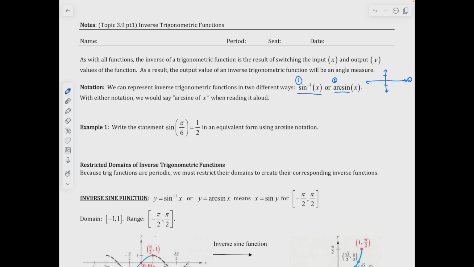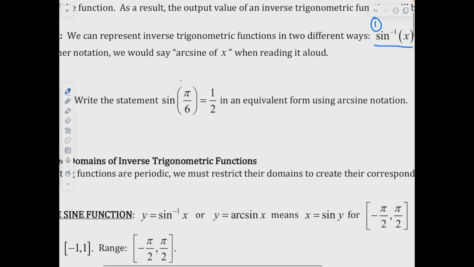Okay, so example number 1, it says, write the statement sine of pi over 6 equals 1/2 in an equivalent form using arc sine notation. So what that means is this. This is my input, pi over 6, and this is my output, 1/2. So when we want to do an inverse or an arc sine notation, we would switch the input with the output. So we do arc sine of 1/2, and that would be equal to pi over 6.